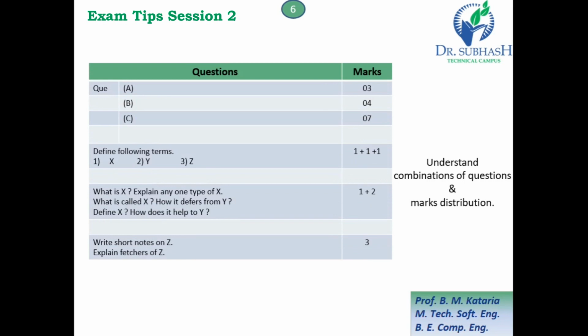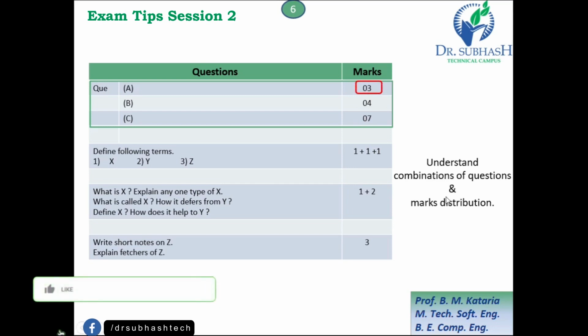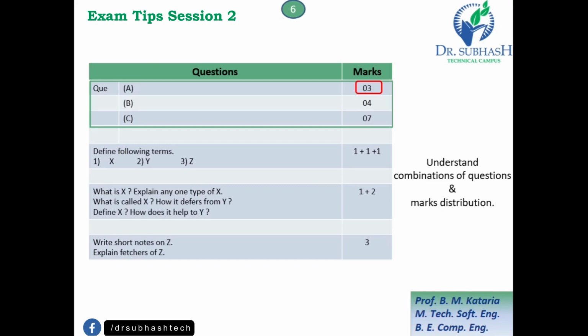That is, understand combinations of questions and marks distribution. If you look at the question paper, many questions arrive as a combination of 2 or 3 parts, and marks are divided among each question. As per our paper style, there are 3, 4 and 7 marks questions in GTU papers. First we will discuss the 3 marks question, what combinations are available and how marks are distributed.